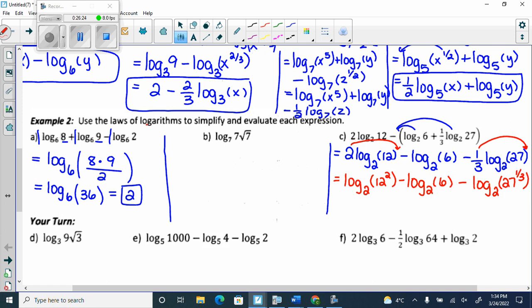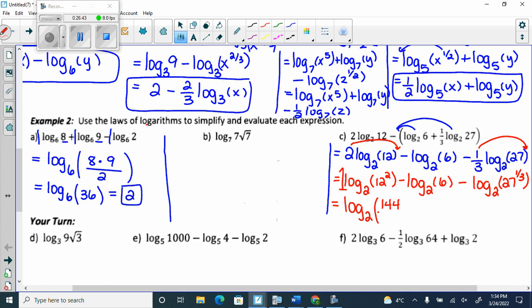Now do I have my stipulations? All base 2, plus or minus 1s in front. Yes. So once I have those two things, I can put them together. So I'm going to go log base 2. 12 squared is 144, and it's going to go in the numerator because there's a plus 1 in front.